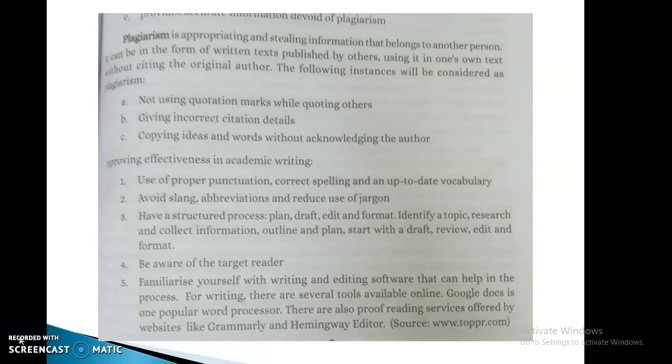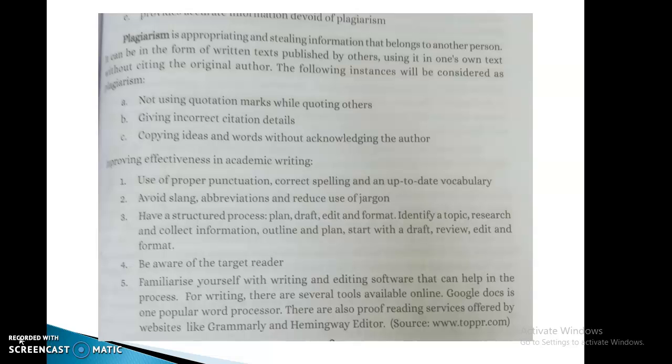used. Next point is avoid slang, abbreviations and reduce use of jargon. Slang is used in an informal talk where people who know each other very well use words and expressions that are informal. So abbreviations means a shortened form of a word or phrase. For instance, www, it is the abbreviation of World Wide Web.